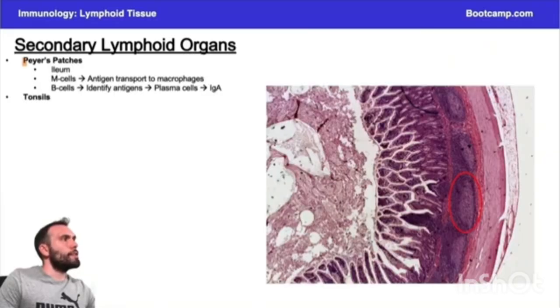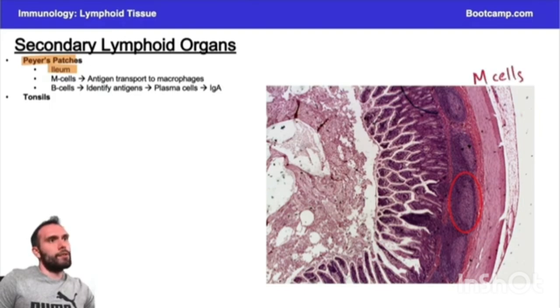Just to wrap this up, Peyer's patches: just know that they're in the ileum, and that if you had an antigen out here, for it to get into this lymphoid tissue in the Peyer's patches, it would have to traverse this tissue via a specific cell type, and that cell type is the M cells. So that's important to remember. The M cells allow the antigen to transport to the macrophages, the antigen presenting cells, and then these B cells would eventually identify those antigens that are in this lymphoid tissue.